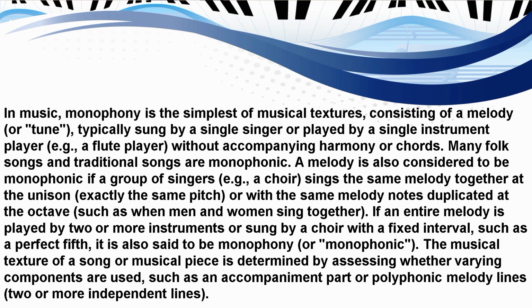If an entire melody is played by two or more instruments or sung by a choir with a fixed interval, such as a perfect fifth, it is also said to be monophony or monophonic. So the musical texture of a song or musical piece is determined by assessing whether varying components are used, such as an accompaniment part or polyphonic melody lines, two or more independent lines.